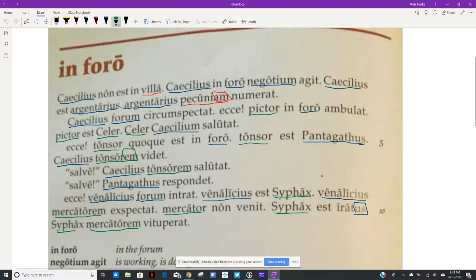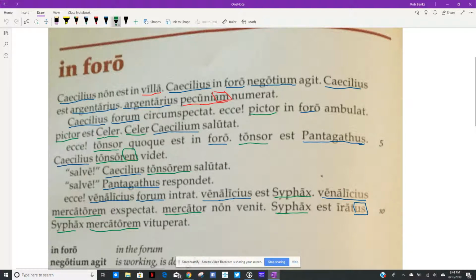Caecilius forum circumspectat, so subject first, verb last. Remember that's typical word order. Caecilius looks around the forum. Ecce, pictor in foro ambulat. So ecce means look. There's another common textbook series called Ecce Romani, look, Romans. So ecce, look. Pictor in foro ambulat. So pictor, painter, because you paint pictures, the painter or artist it could be too. Ambulat, walks in the forum. Subject first, verb last, everything else in the middle.